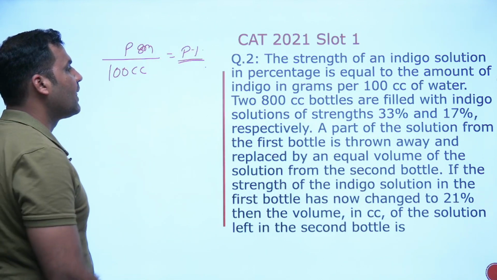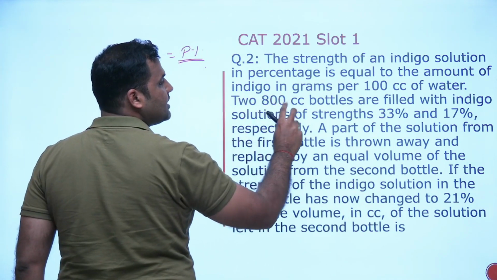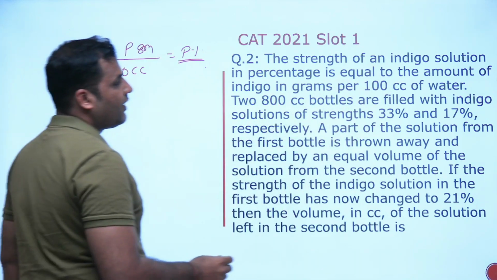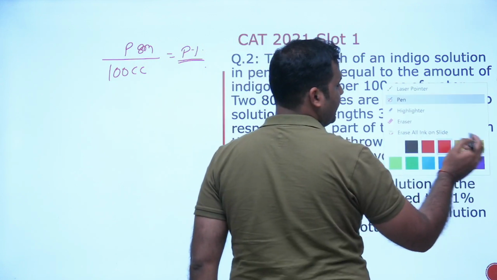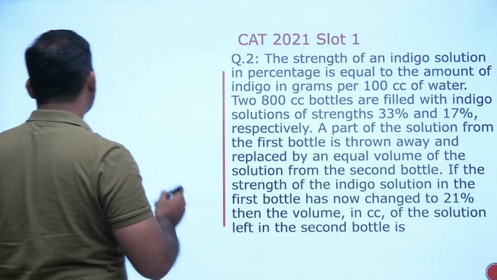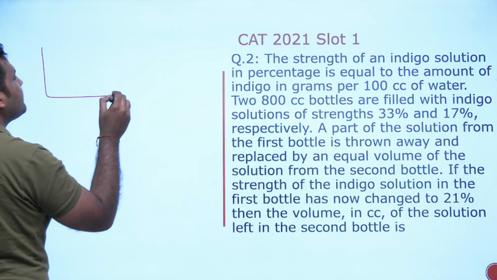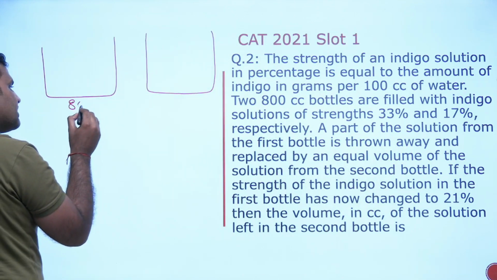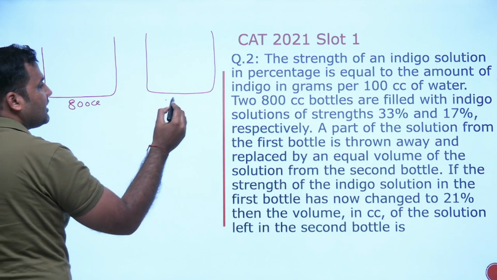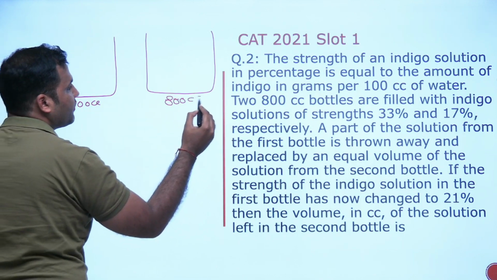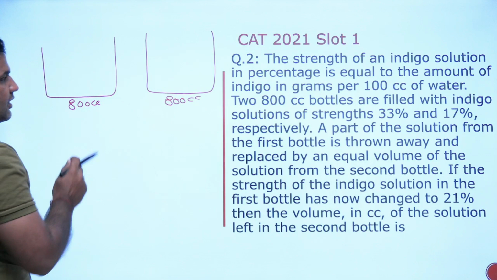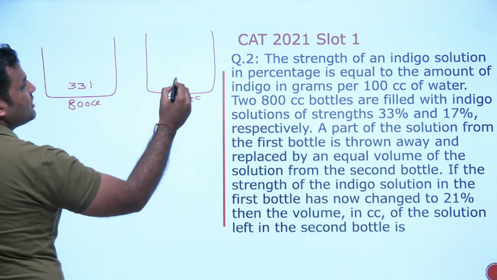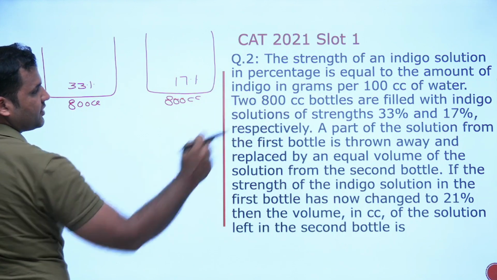Okay, now 2 800 cc bottles are filled with indigo solution. Okay, now you have 2 800 cc bottles, guys, right? दो bottles हैं आपके पास, दोनों bottles का size is 800 cc, right? That means इसमें भी total concentration 800 cc का, and here also you have a complete concentration of 800 cc. Now the strength of this solution is 33% and the strength of this solution is 17%.